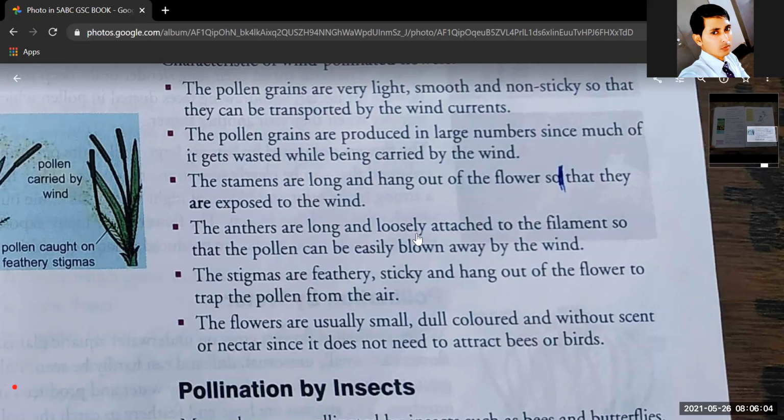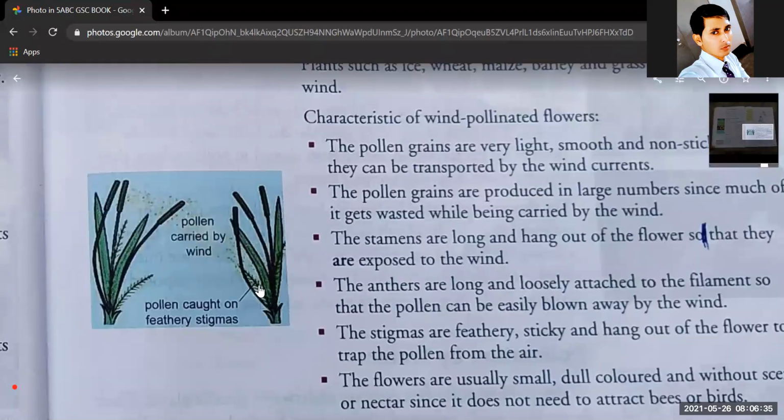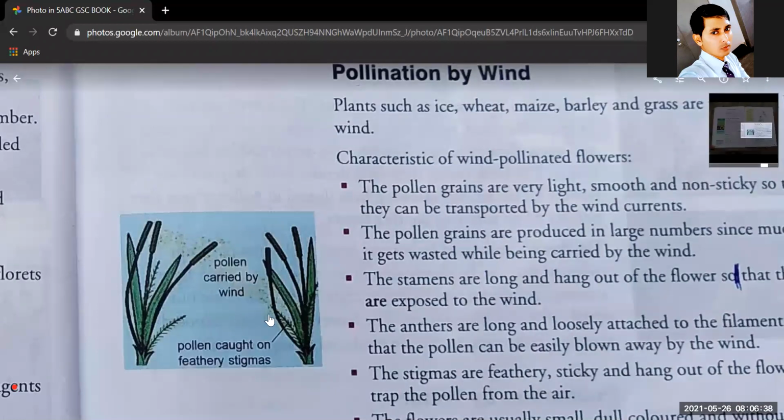The anthers are long and loosely attached to the filaments so that the pollen can be easily blown away by the wind. The stigmas are feathery, sticky, and hang out of the flower to trap the pollen from the air. The flowers are usually small, dull colored, and without scent or nectar since it does not need to attract bees or birds. Here in the picture, pollination by wind is being shown, pollen carried by wind. Pollen caught on feathery stigma here.